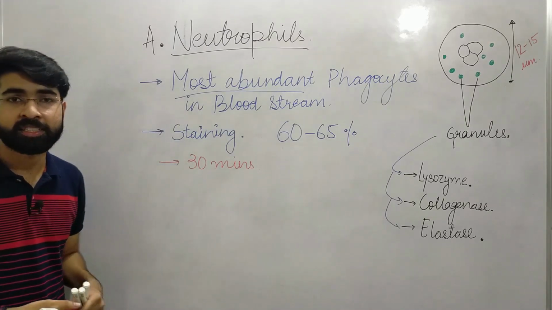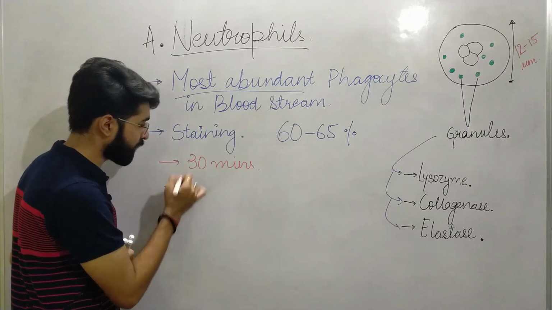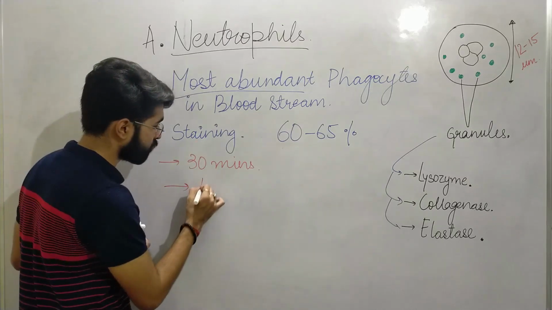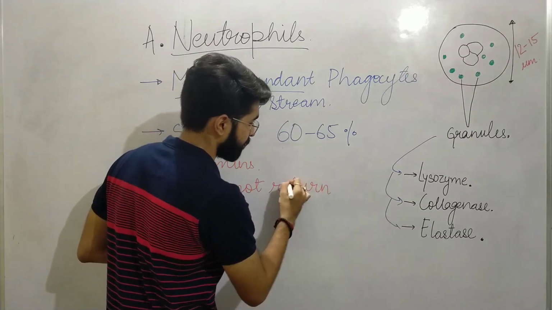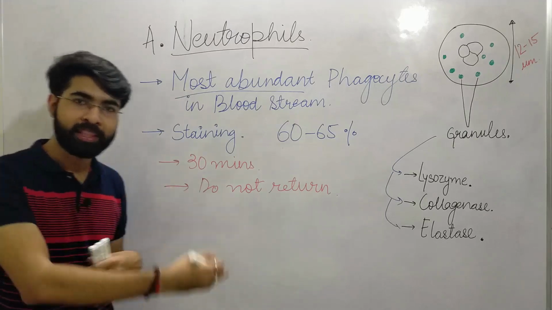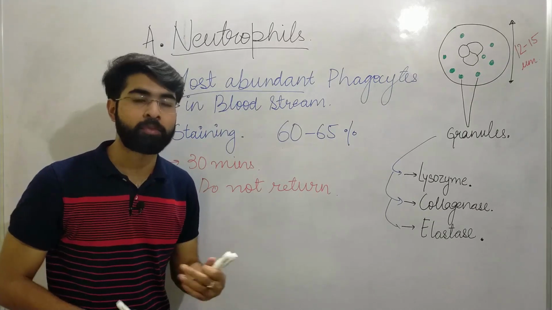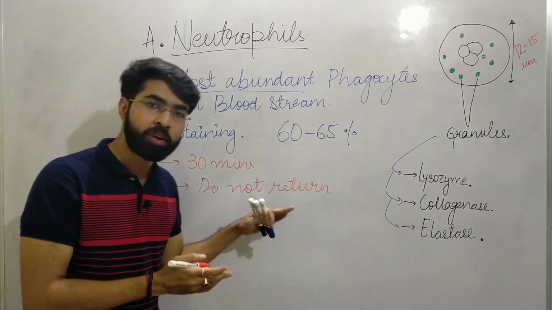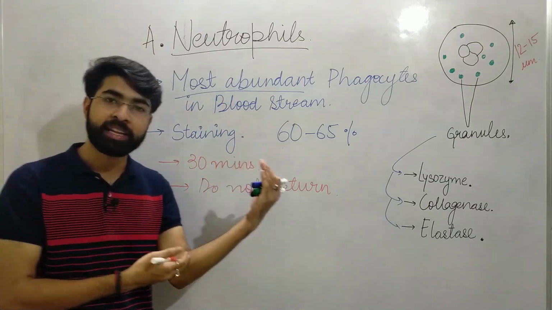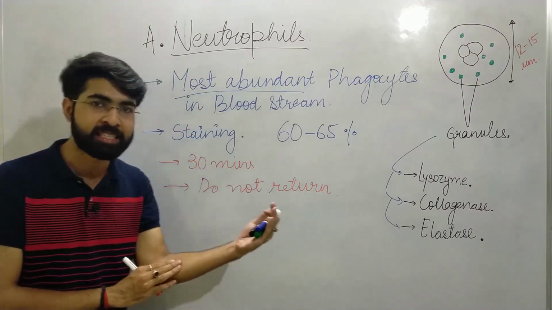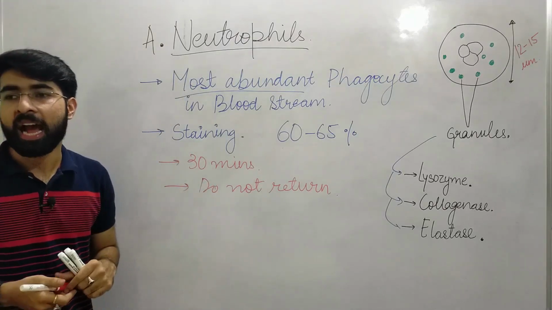The next important fact is that as soon as they reach the site, they try to counteract the microbe and they do not return to the bloodstream. They go for the battle, encounter the microbe, and do not come back. Instead, they fight and convert themselves into pus cells. Whenever we get an injury, there is formation of yellow colored pus. Neutrophils form pus cells and die.